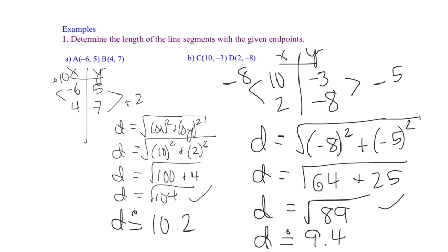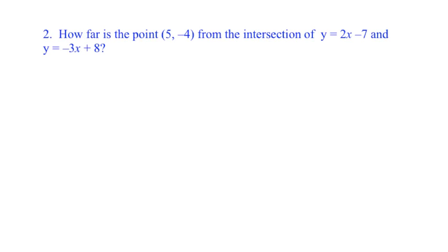In this case, we have these two examples. The length of the line segment between these points was 10.2 units, and the length of the line segment between these points was 9.4 units. Okay, last example. How far is the point 5, -4 from the intersection of y equals 2x minus 7 and y equals -3x plus 8? So in this case, we're going back to our last unit, which involved intersection of lines. So we need to find the intersection between this line and this line.